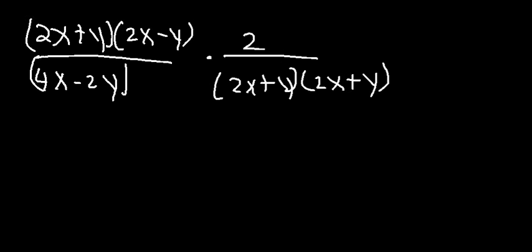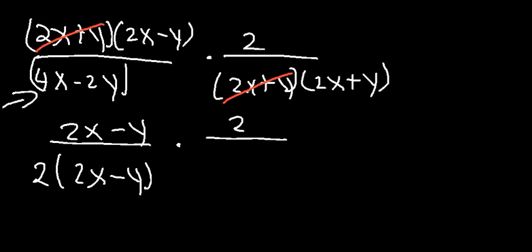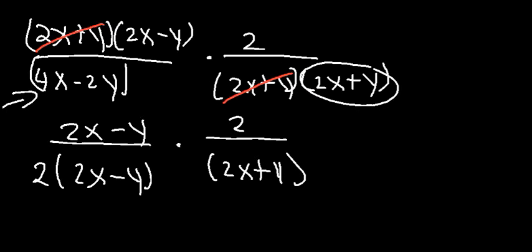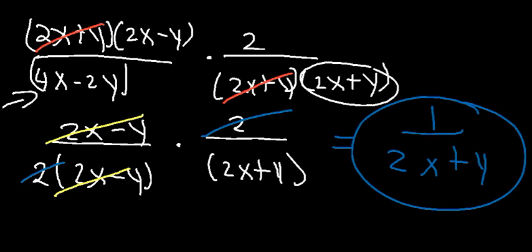Now we can cancel this 2x plus y and this one. So what we have left over is 2x minus y. But notice that we can take out a 2 here. If we factor out a 2 from the bottom, we'll be left with 2x minus y as well. And we still have the other 2x plus y. So that's going to carry over. So these two expressions, they cancel, and the 2's cancel as well. So our final answer is this, 1 over 2x plus y.